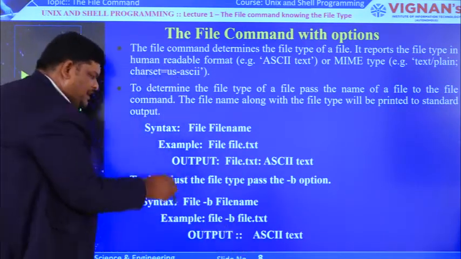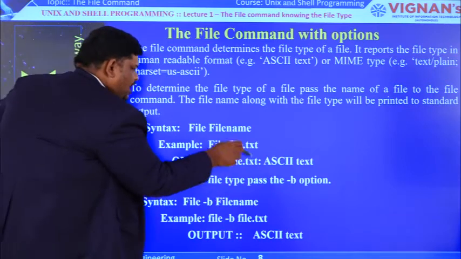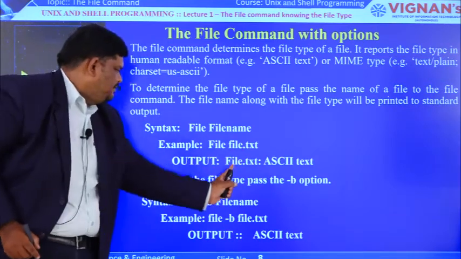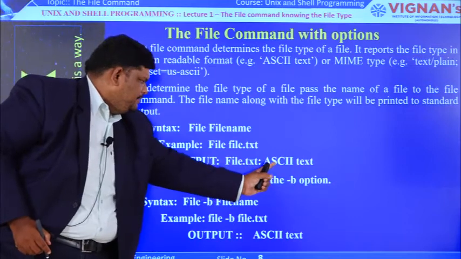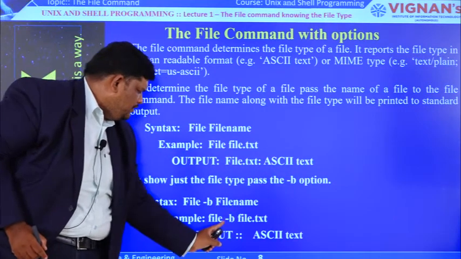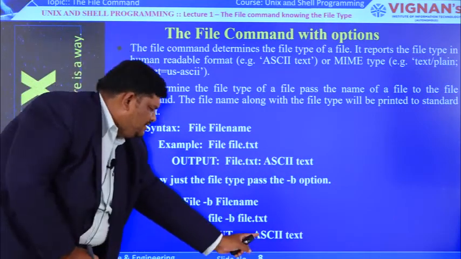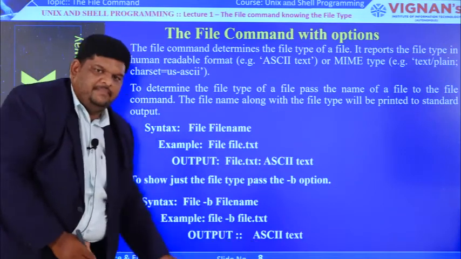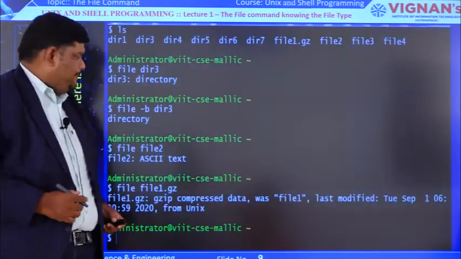If you want the file name and file type, we have to run it without option b. So here, file name and file type. If you want only the file type as output, we have to give the option b, and then we get only the returned type. This is the use of option b.